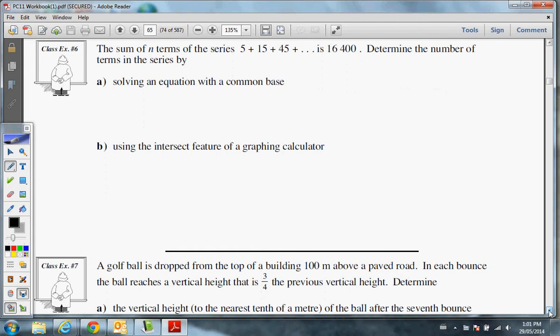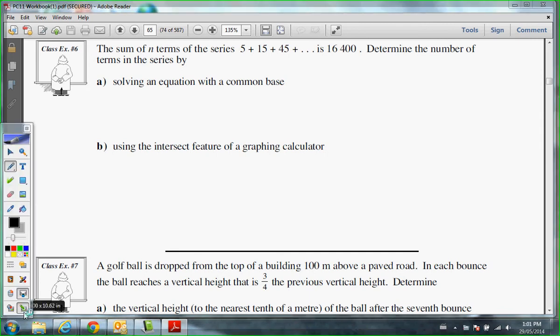All right, 6. All right, so the sum of the terms of the series 5, 15, 45, up to 16,400. Determine the number of terms in the series. So you want to figure out what term number this is. Try to figure out what T sub n is. Solve the equation with a common base.